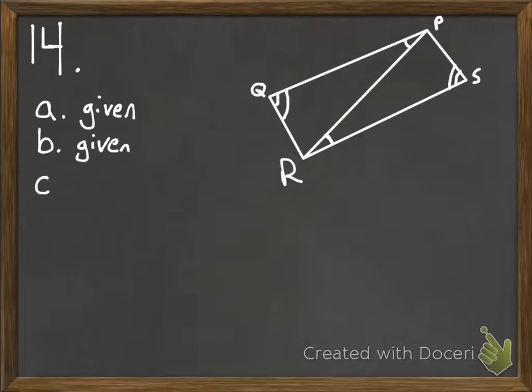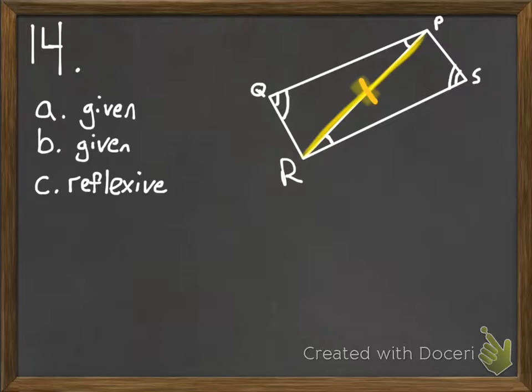So then we're on to C. C says that PS is congruent to PS. That would be right here. PS is congruent to PS. And those would be congruent based on the reflexive property.